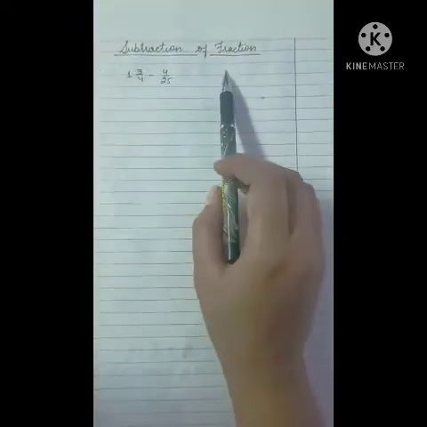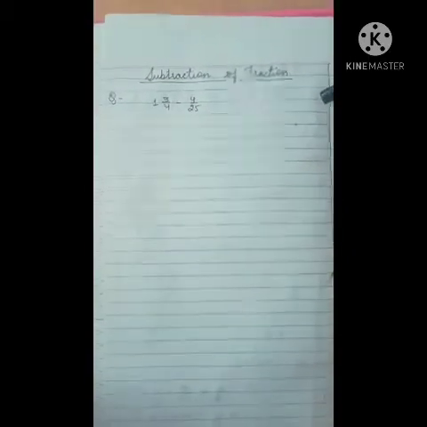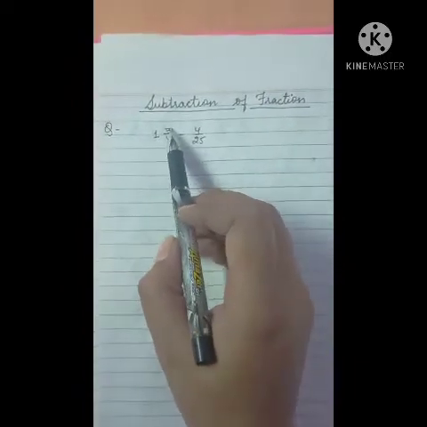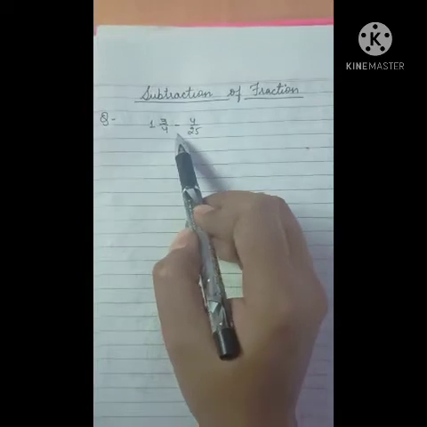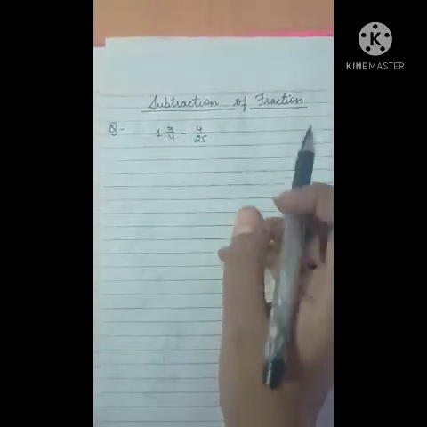Now subtraction of fractions. This is the same as we do in addition. Okay, so here you can see what is here. One whole number 3 by 4 minus 4 by 25. We have to subtract these two fractions.